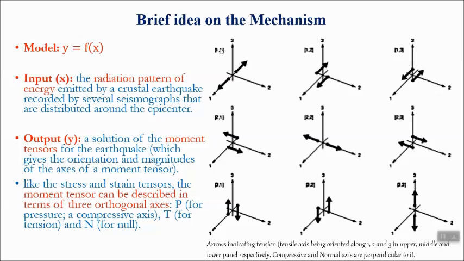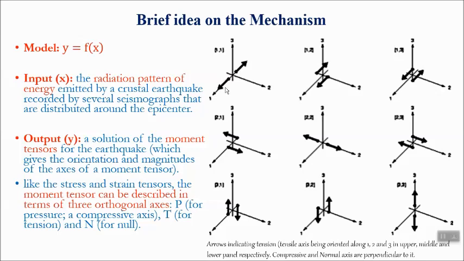So we can see that the output of this will be this kind of moment tensors. So we will have 9 kinds of moment tensors for fault plane solutions. Now these are like the stress-strain tensors. We already discussed stress-strain tensors in class. The moment tensors are also described in terms of 3 orthogonal axes. So we can see the axis along which the tensile stress is occurring, this is the tensile axis here. The other axes will be P for the compressive axis and N for the null axis.